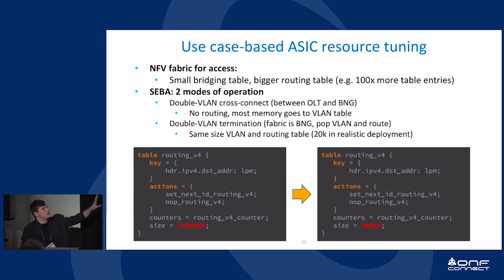In the first case, it's no routing. Mostly we dedicate most of the memory to the VLAN table. In the second case, instead, we need the same size VLAN and routing table, and that's very easy with P4, if you have programmable switches, because you can simply adjust the size of the tables. Clearly, you have to come up with a feasible allocation of resources. But if you don't need the MPLS table or some other tables, you don't need to allocate memory for that.